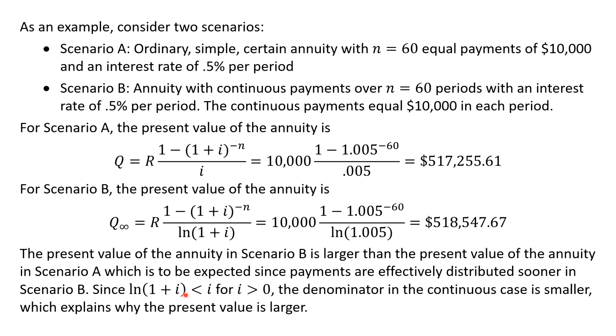And then just to compare these two numbers here, since log of 1 plus i is less than i for i greater than 0, which is the case here, right? We have 0.005 for i. The denominator in the continuous case is smaller, which explains why the present value is larger.